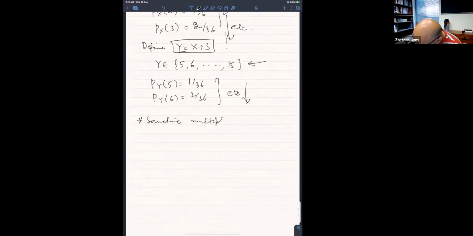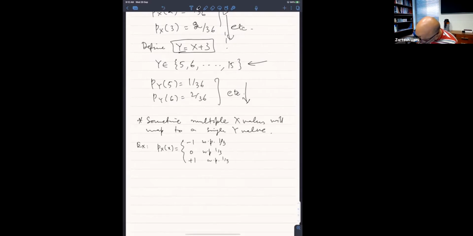Sometimes multiple x values will map to a single y value. I'll give you an example. उसकी example भी देते हैं. What to do in that case? So let's say you have X taking values minus 1, 0 and plus 1, with probability 1 by 3 each. ये तीन values लेता है.